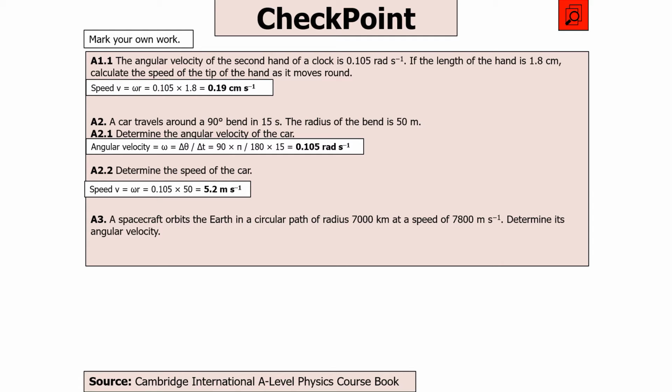Now again, we can use this equation in the next one, and we can use this to work out angular velocity, because you know angular velocity therefore must be v over r.